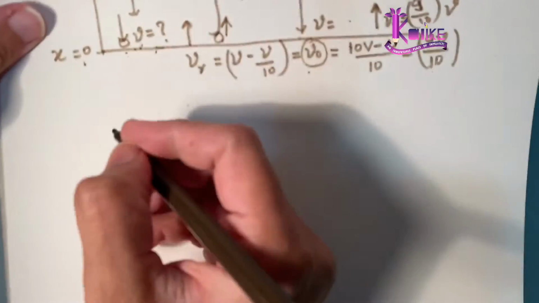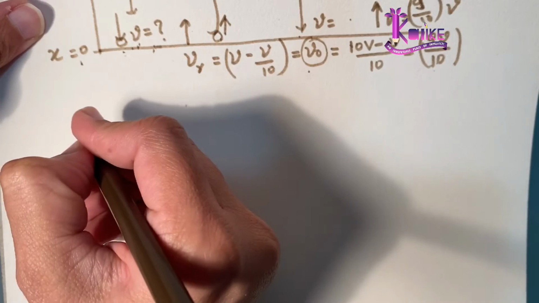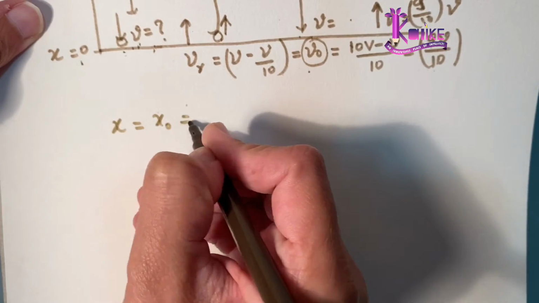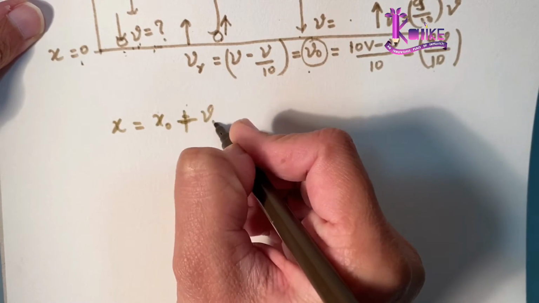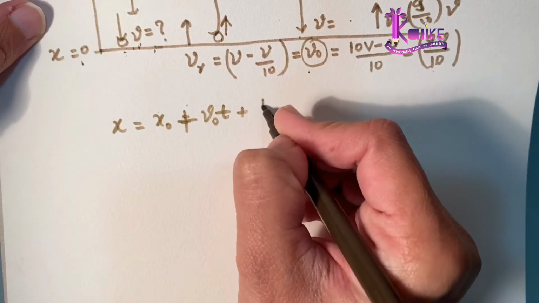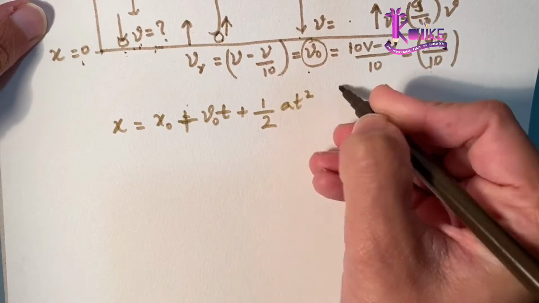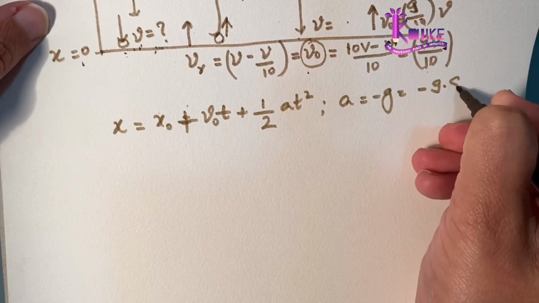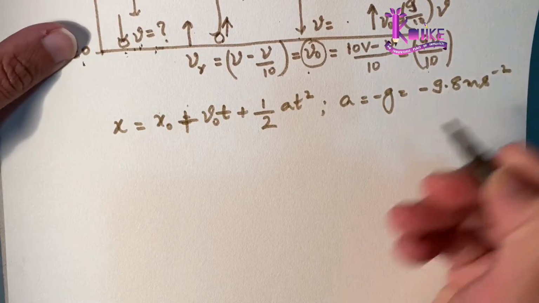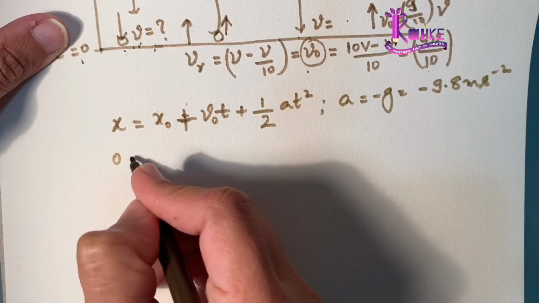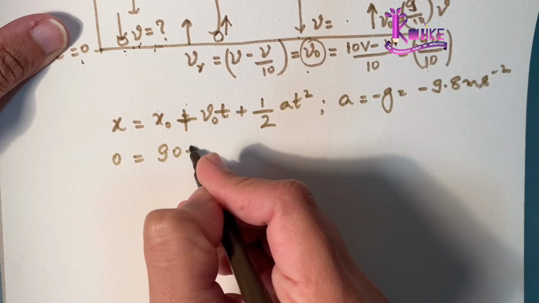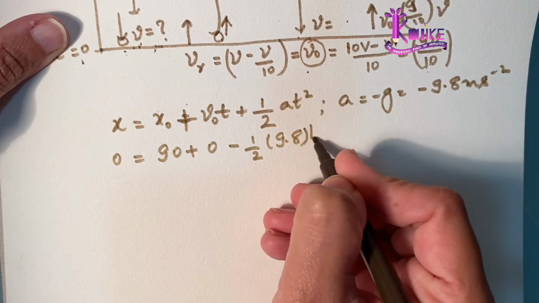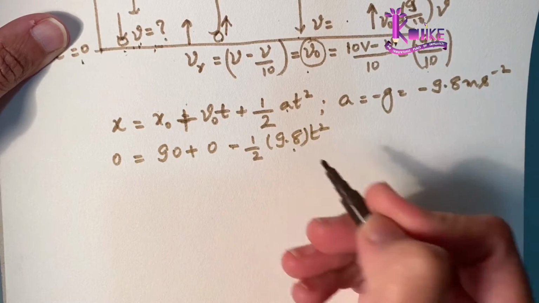So I'll make use of this equation. The time taken by the ball to reach the ground: I use x is equal to x0 plus v0 into t plus half a t square, where a is equal to minus g, that is equal to minus 9.8 meter per second square in this case. So x is 0, x0 is 90 meter, v0 is 0, this is minus half into 9.8 t square. I've just substituted the value of a.